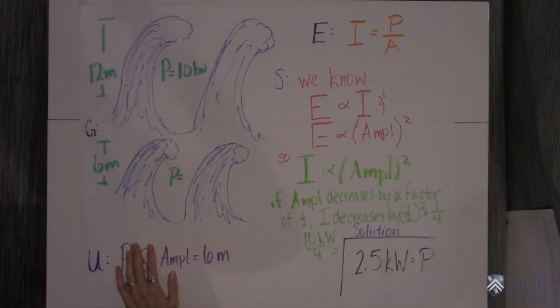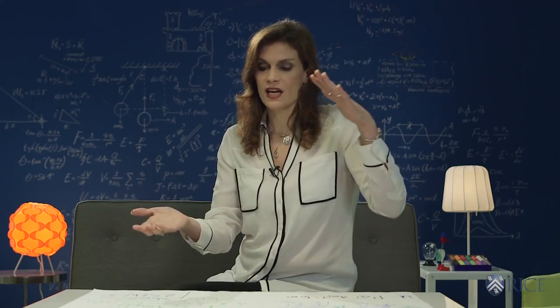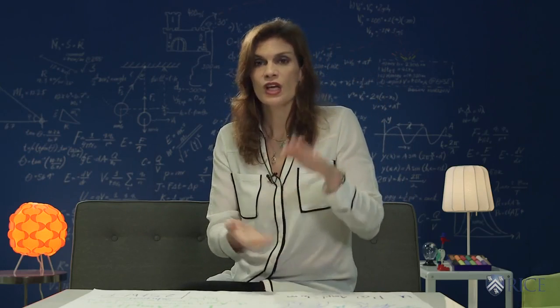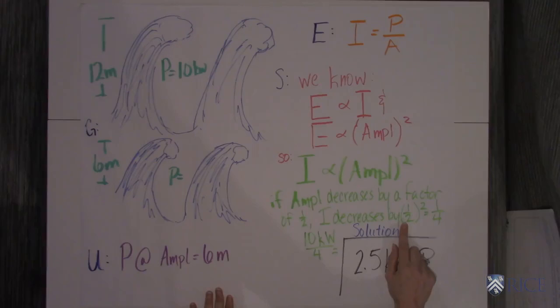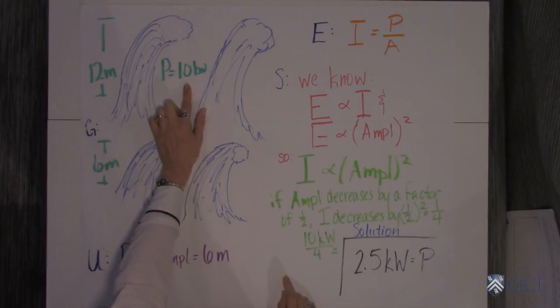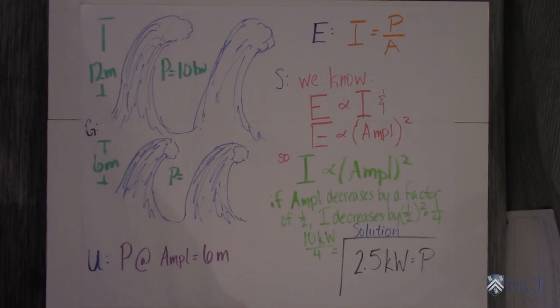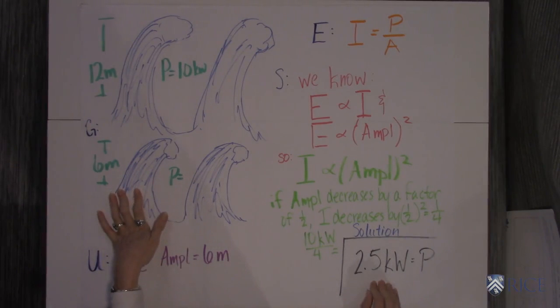amplitude squared. So if we cut the amplitude in half, then the intensity is actually going to decrease by 1/2 squared, which is 1/4. So you just take this 10 kilowatts, divide it by 4, and you get that the power extracted from the 6-meter high wave is actually 2.5 kilowatts.